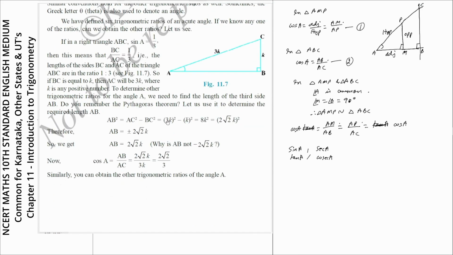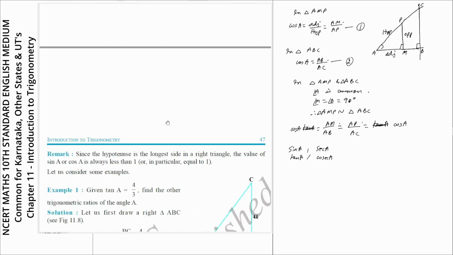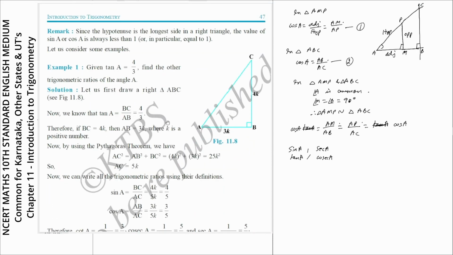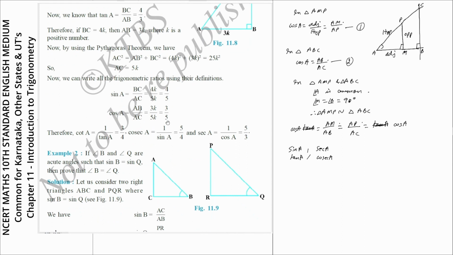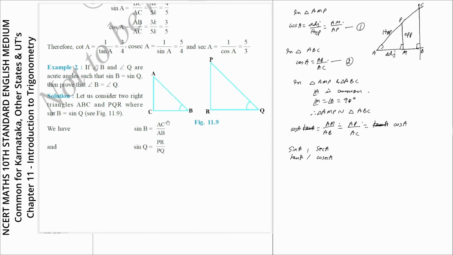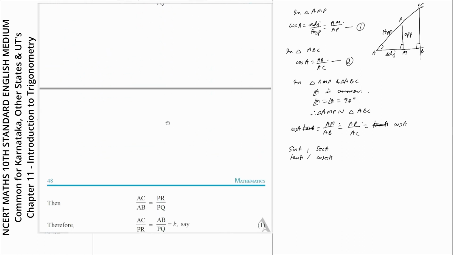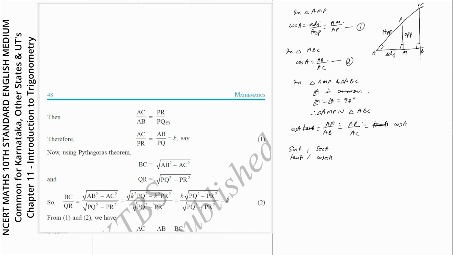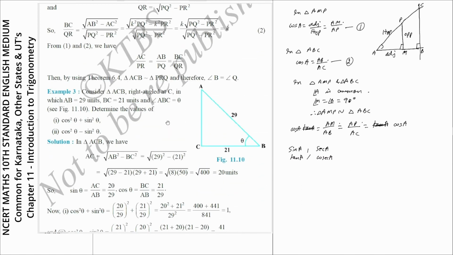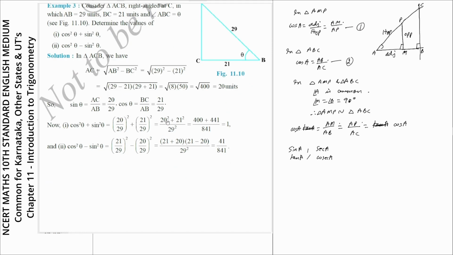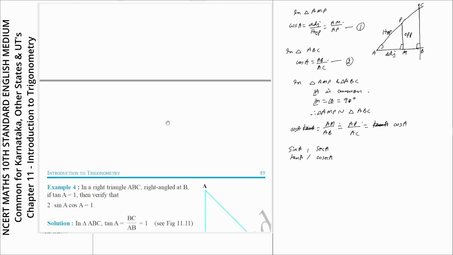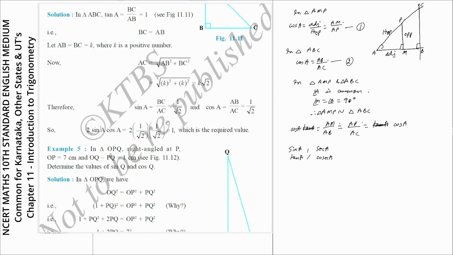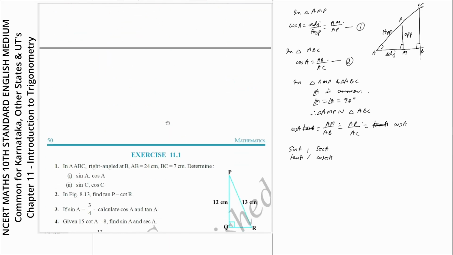There are some worked examples here in the textbook. You can go through them. All are self-explanatory. First time you may not understand, but when you go through the problems again and again, when you read it again and again, you will gradually understand everything. You should make a habit of reading the textbook also, max textbook. I will be directly going and solving exercise problems.